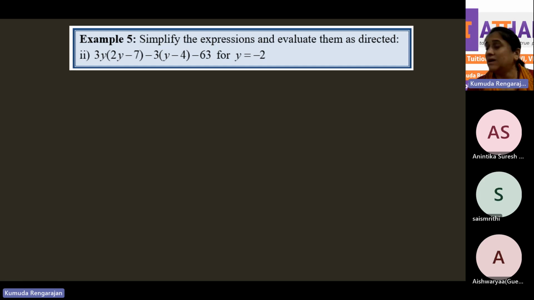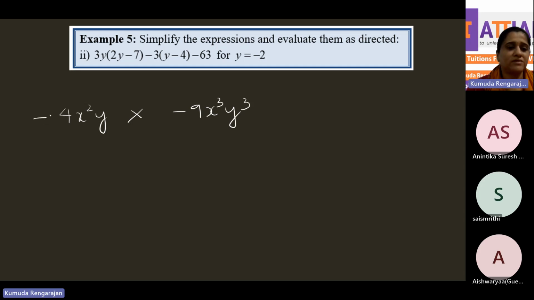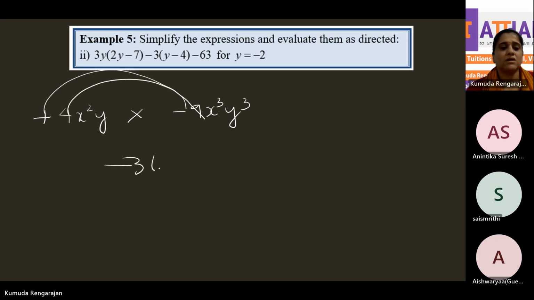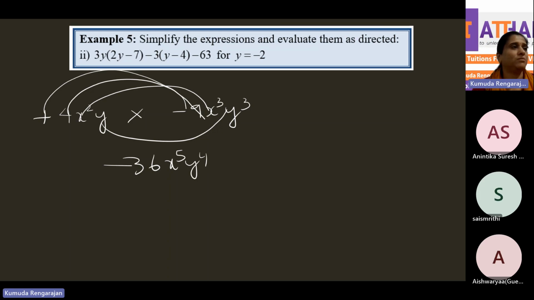So the simple rule to multiply two terms is this one, children. If you have to multiply this one and this one, multiply the signs. Plus into minus. Multiply the numbers. Multiply the letters. X square into x cube is x to the power 5, and y into y cube is y to the power 4. That's all. Multiply the signs, multiply the numbers, multiply the letters. And when you're multiplying the letters, you use a law of exponents. When bases are same and it's multiplication, we add the powers. Add the powers and write it. That's it.